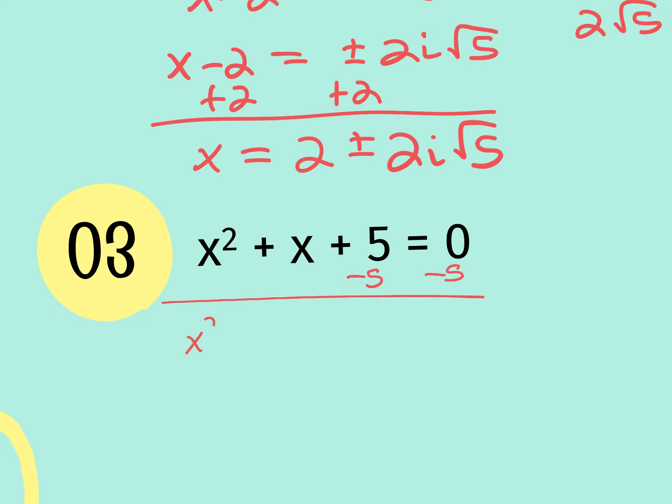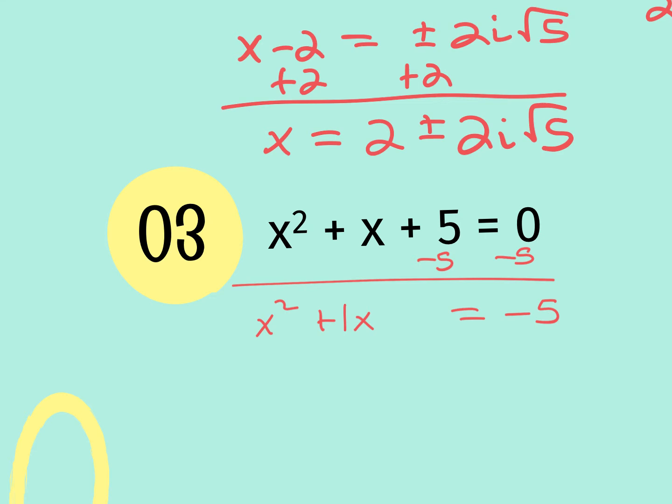And I get x squared plus x, leave the blank space, equals -5. I now take the b term, and I need to divide it by 2 and square it. My b term is 1. So 1 divided by 2 is 1/2 squared, and that's 1/4. So in here, I'm going to put 1/2 squared. Over here, I'm going to put plus 1/4.